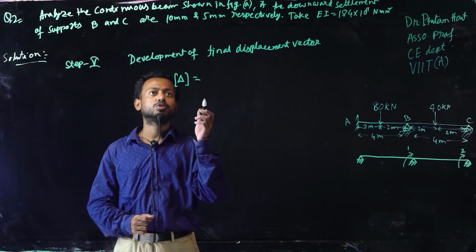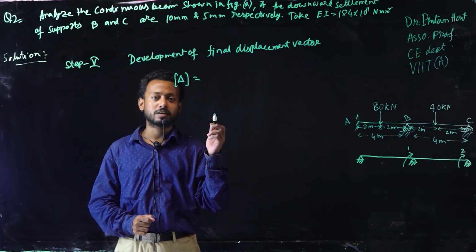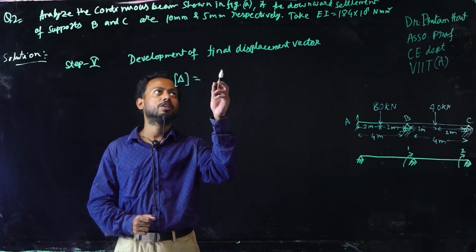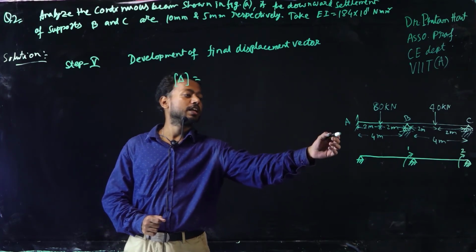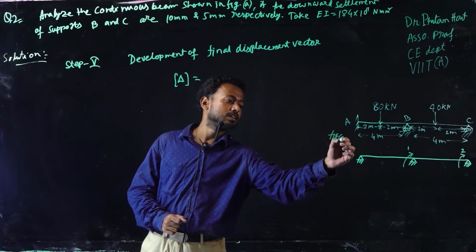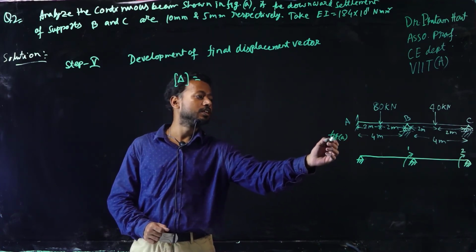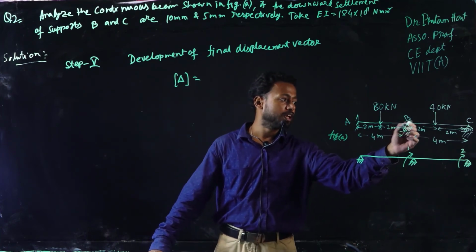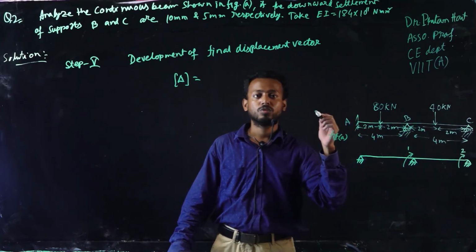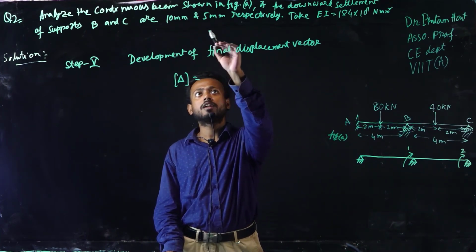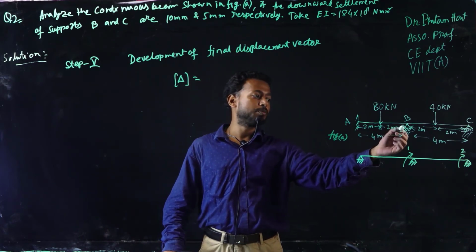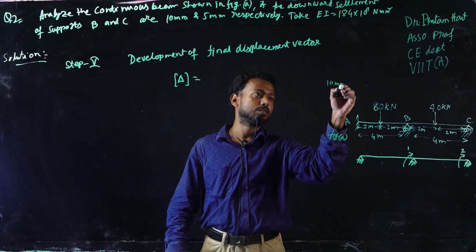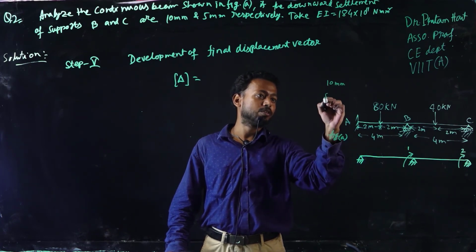Okay, so we have a second problem with support settlement. You have to solve this problem using the flexibility matrix. So the question is: analyze the continuous beam shown in figure A. In this figure a continuous beam is given, and in this continuous beam support B and support C settle down by 10 mm and 5 mm respectively. That means support B settles down 10 mm and support C settles down 5 mm.